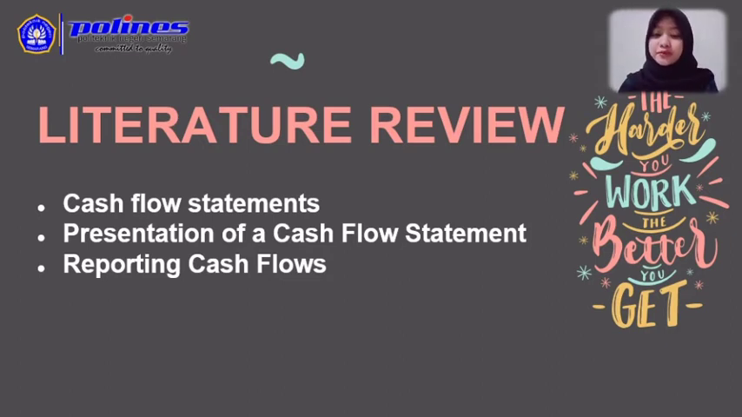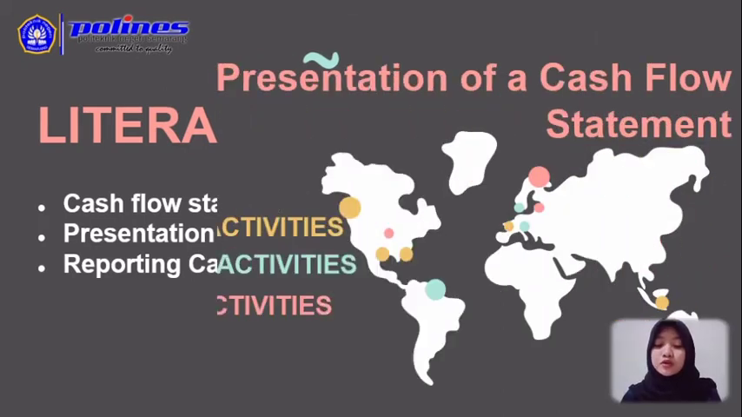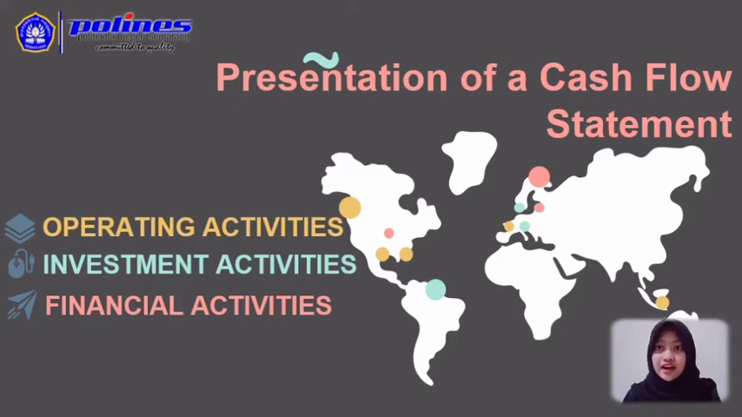I want to tell you about the presentation of a cash flow statement. So, there are three groups of activities in the cash flows. They are, the first, operating activities. What is operating activities? Operating activities are the main revenue producing activity for the company and other activities that are not investment activities and financing activities. And the second, investment activities. Investment activities represent the acquisition and disposal of long-term assets and other investment that do not include cash equivalents. And the next, financing activities. Financing activities are activities that result in change in the amount and composition of the company's capital and loans.